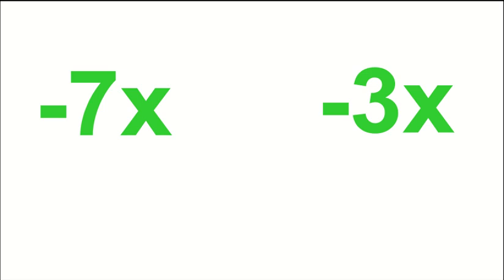A little trickier. Which one are we moving? Negative 7x. That's the lower one. We want to move the lower one each time. I'm going to show you why in a second, but it's going to make things a little bit easier in general for you.